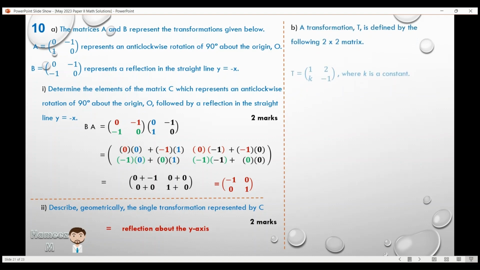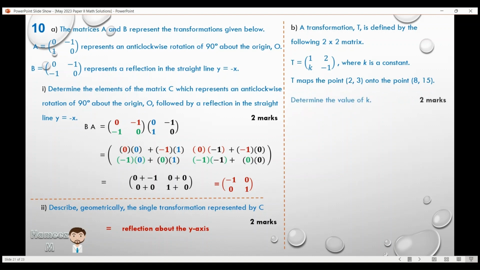A transformation T is defined by the following matrix. So this 2 by 2 matrix is 1, 2, k, minus 1, where k is some constant. T maps the point 2, 3 onto the point 8, 15. So if we take T and we multiply it by 2, 3, it will give us 8, 15. So we can determine the value of k. Let's now determine that T times 2, 3 would be 1, 2, k, minus 1 multiplied by 2, 3.